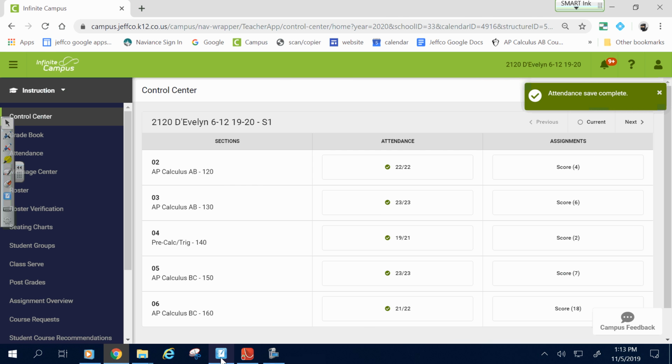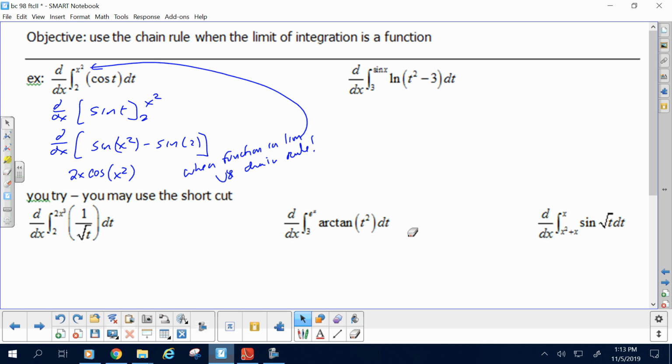Okay, how we doing? Which one are we on? 2, 3, 4, or 5? Or none? Okay. Kevin, what'd you get for this one? Cosine x log sine squared x, times 3.